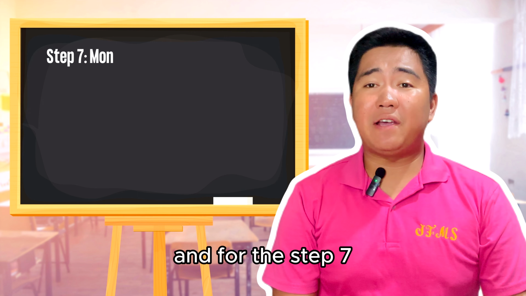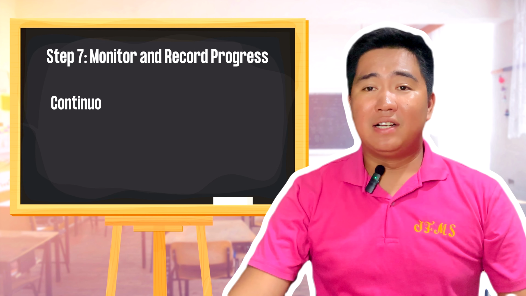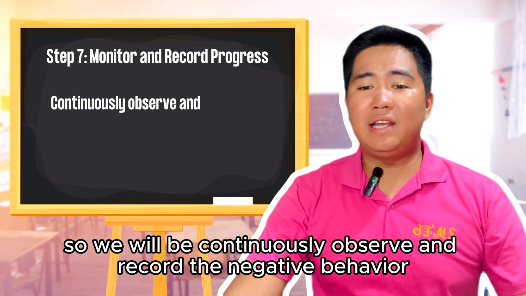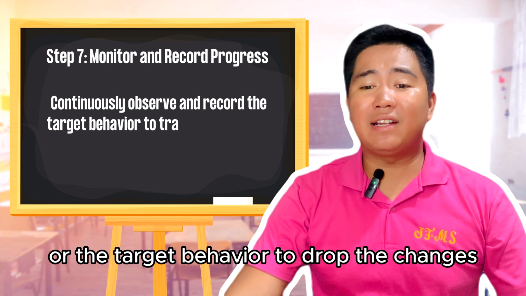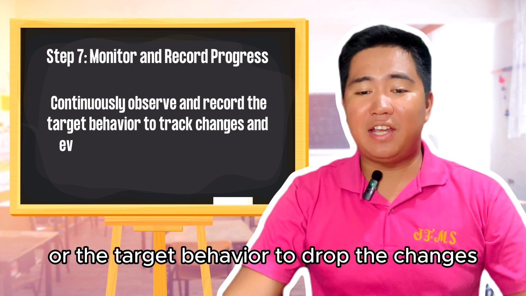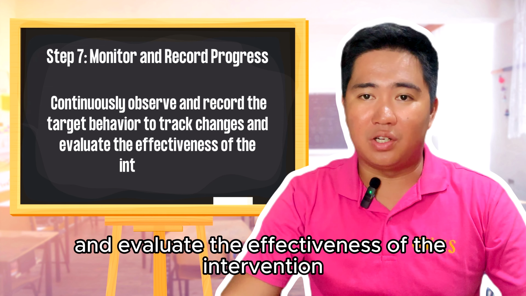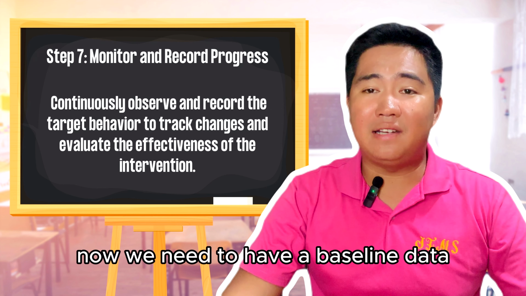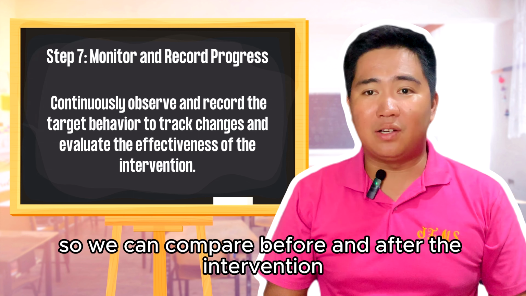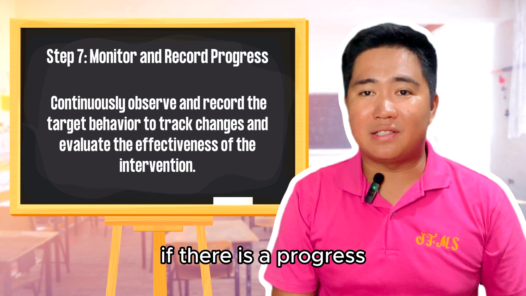And for step 7, we will monitor and record the progress. So we will continuously observe and record the negative behavior or the target behavior to track the changes and evaluate the effectiveness of the intervention. As I have mentioned earlier, we need to have baseline data so we can compare before and after the intervention if there is progress.